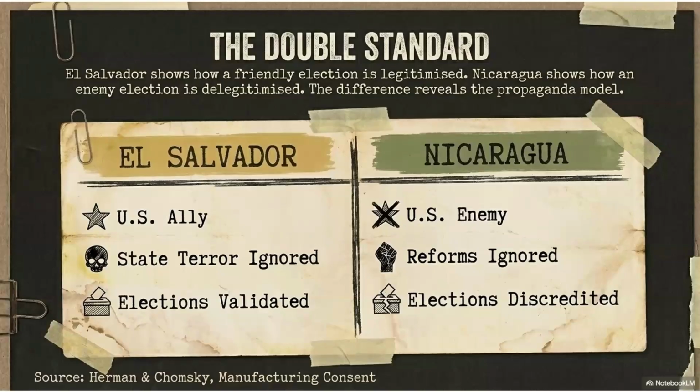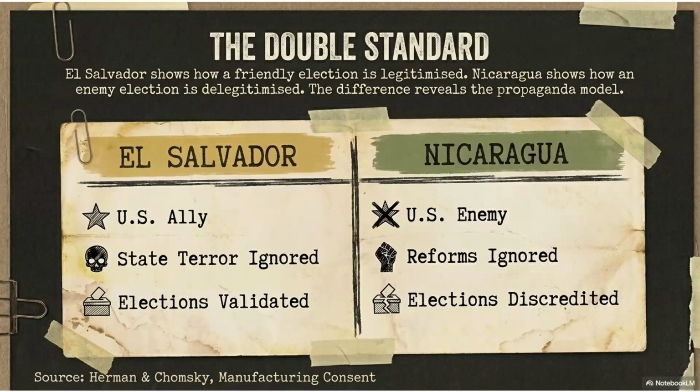This slide actually compares El Salvador with Nicaragua, and this is the heart of chapter 3. Herman and Chomsky argue that the US media applied different standards depending on whether the country was a US ally or a US enemy. In El Salvador, a US-backed client state, media emphasized election day mechanics, long lines, turnout, observers, ballot procedures, and army support for voting.